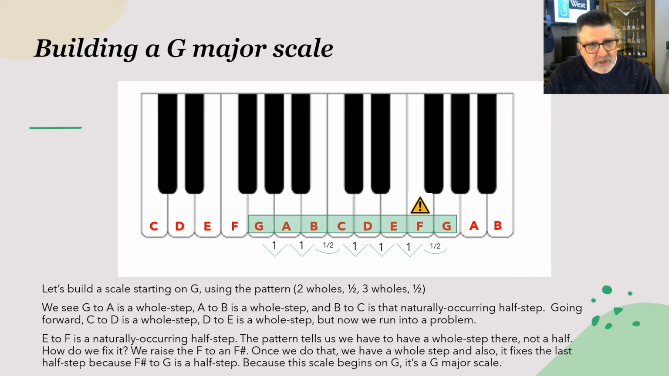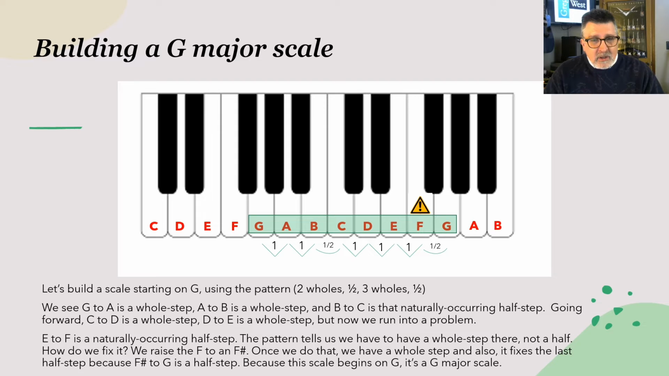So we're going to look now from G to A, that would be a whole step. A to B is a whole step, and B to C is one of those naturally occurring half steps. So that works great right here. So far, so good. Now we go C to D, that would be a whole step. D to E is a whole step, but now we run into a problem. E to F is one of those naturally occurring half steps. To follow the pattern of the major scale, we have to make an alteration here. Otherwise, it just won't sound right.